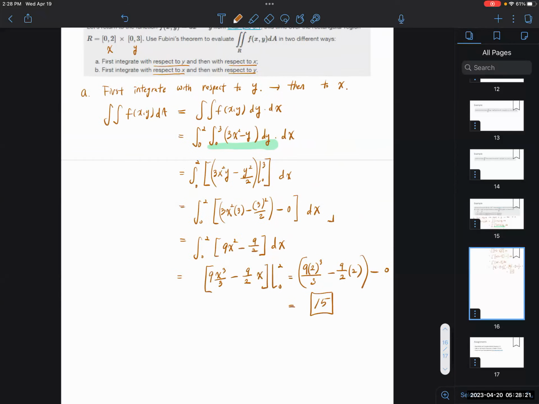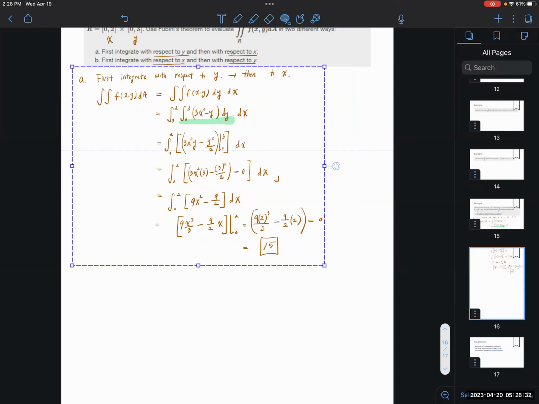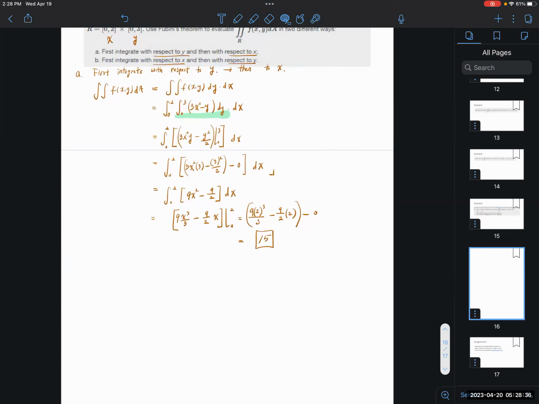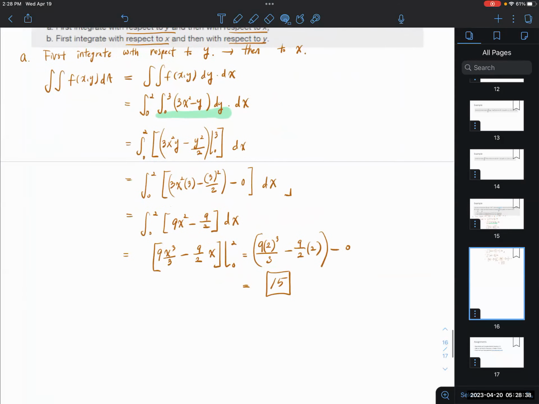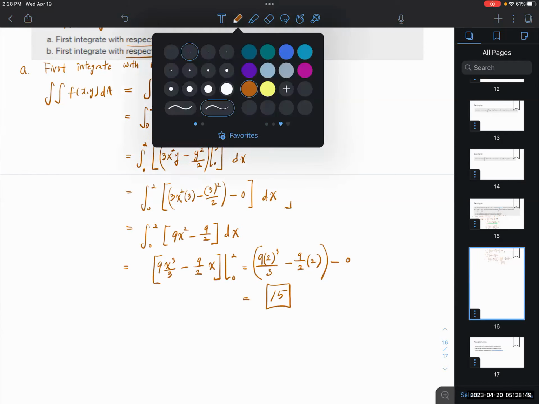So that's letter A. You integrate with respect to y first, and then to x. So we got that answer. Does it make sense? I hope this is clear. Are you happy? So actually, I'm gonna make it larger. So that's A. I really want to check if I change the order, are we going to get the same answer? Let's see. So let me change the color.